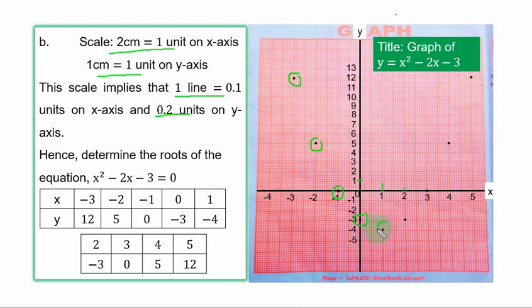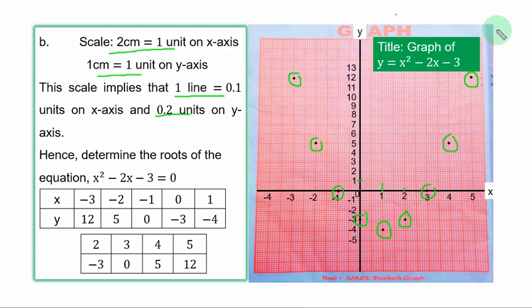1 and minus 4, this is the point of intersection. 2 and minus 3, this is the point of intersection. When s is 3, y is 0, you plot that directly on the s-axis. 4 and 5, this is the point of intersection. 5 and 12, this is the point of intersection. You always include the title of the graph. For now, it is the quadratic equation.